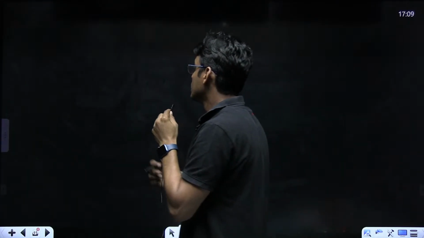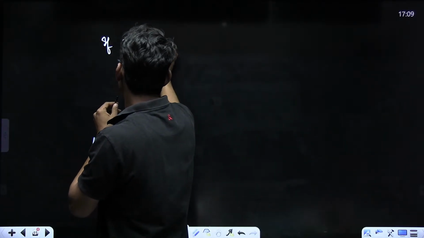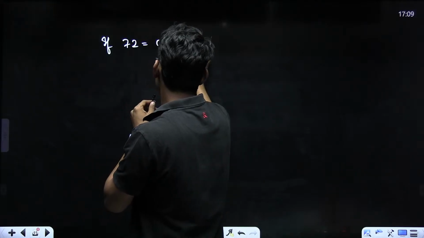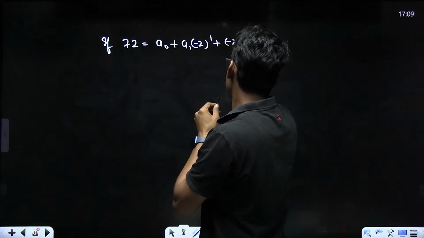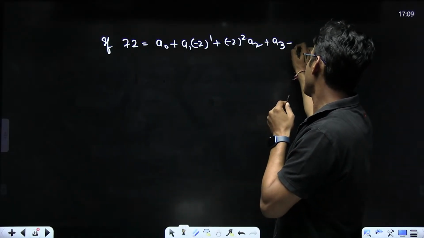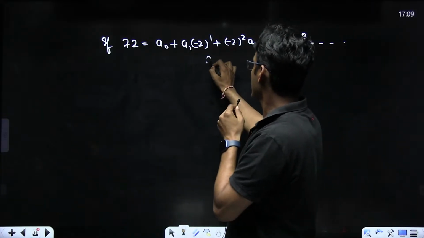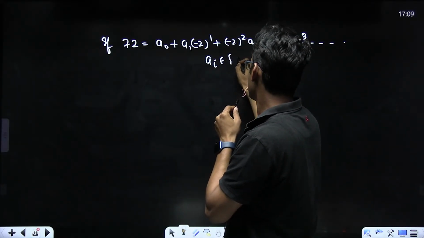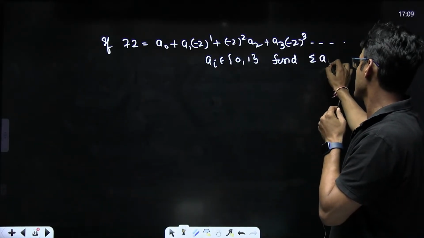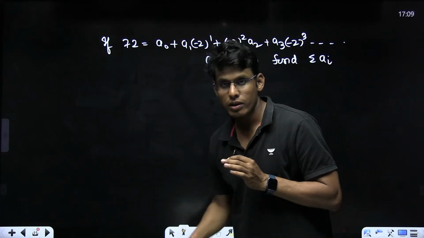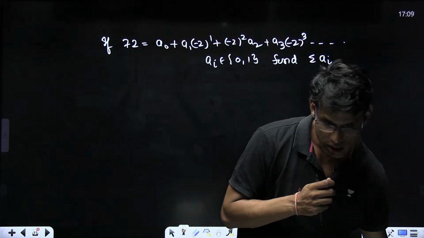Right? Now let's write: if 72 is A0 plus A1 times minus 2 to the power 1 plus A2 times minus 2 to the power 2 plus A3 times minus 2 to the power 3, and so on, where each Ai belongs to 0 and 1, find the sum of Ai. Let's see if you are able to do it. I'm not sure if you will be able to do it or not.